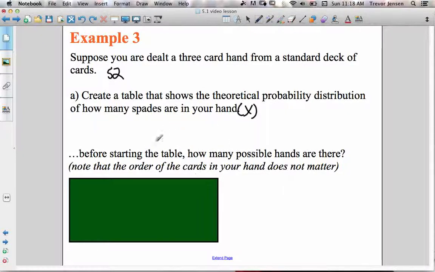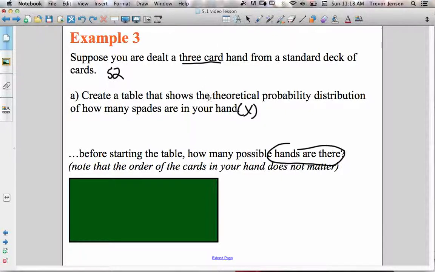Whenever we want to figure out the probability of a certain number of spades in our hand, we're always going to need to figure out, okay, how many ways can we have that specific number of spades, and then divide that by the total number of hands we could have. So, before we can find any of the probabilities, we're going to have to know how many hands there are. How many different 3-card hands could you make from a deck of 52 cards?